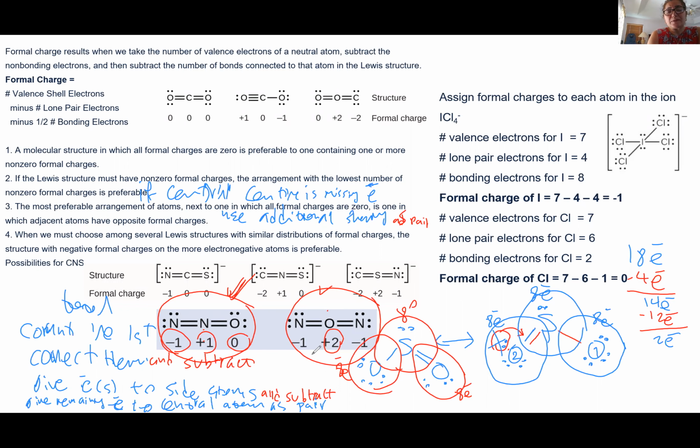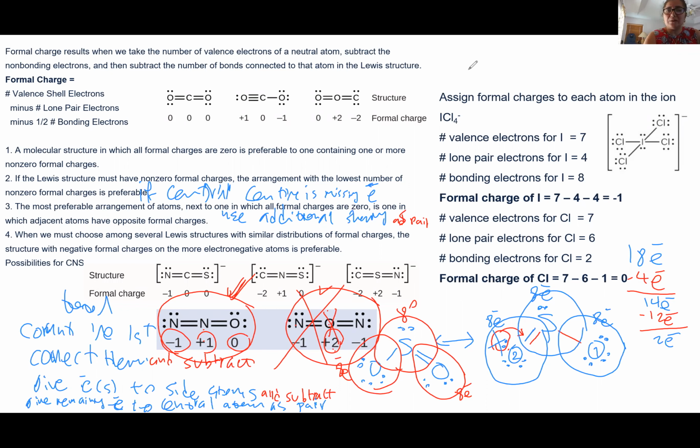The other big problem here is that oxygen is taking plus charge. That's not good. Oxygen cannot take plus charge because oxygen has higher electronegativity compared to nitrogen. So this is not a good structure, because oxygen cannot take positive charge. It's not going to make the molecule stable.